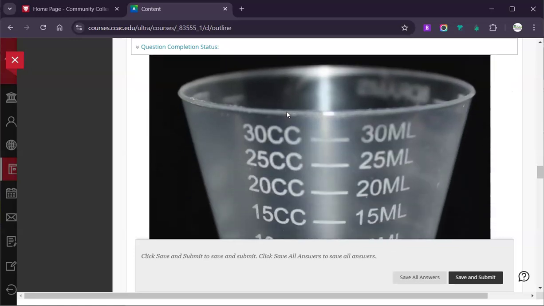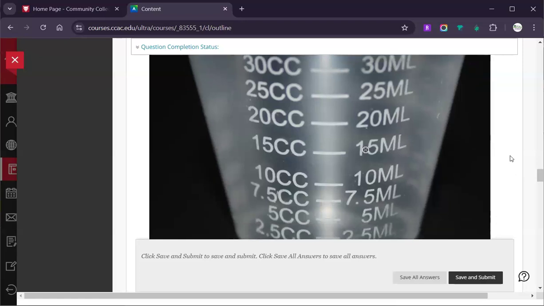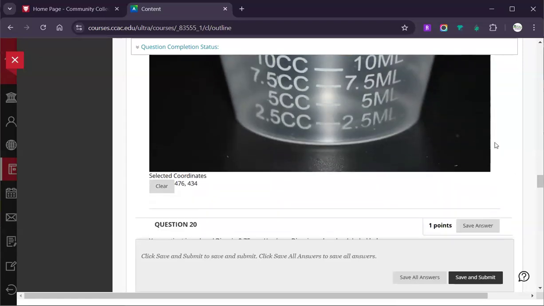This time, I'm just going to test this. I'm going to mark this at 15 and see if I still get it marked correct, or if it gets marked wrong. That way you can see what happens if you choose the wrong spot, or if it doesn't matter. I have a feeling it won't matter.